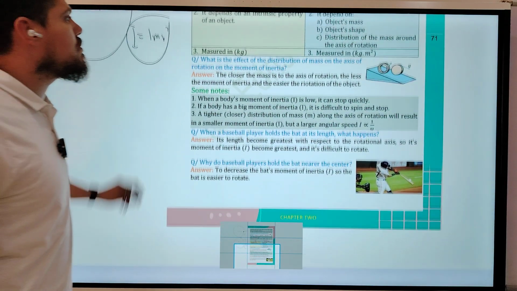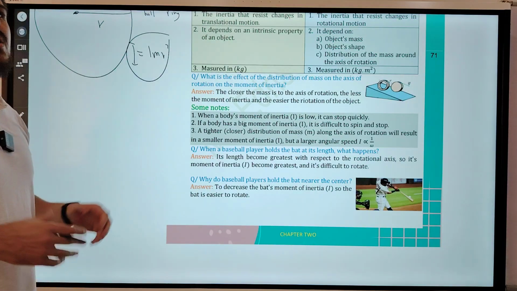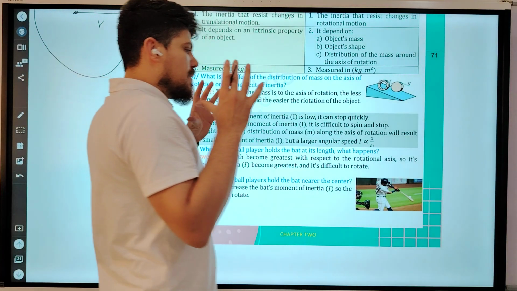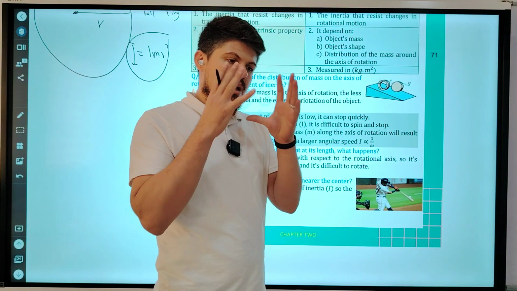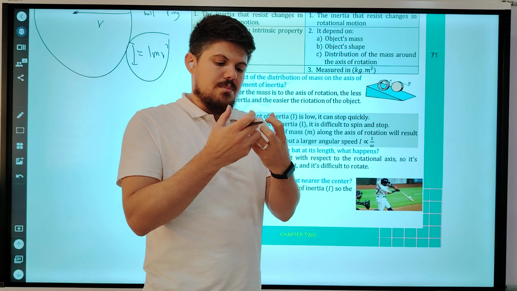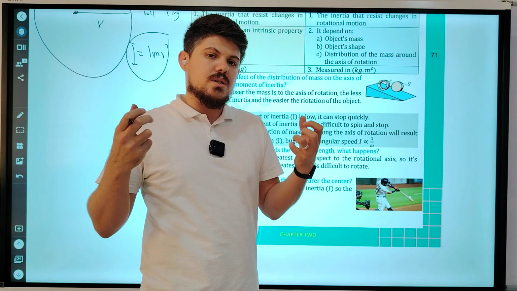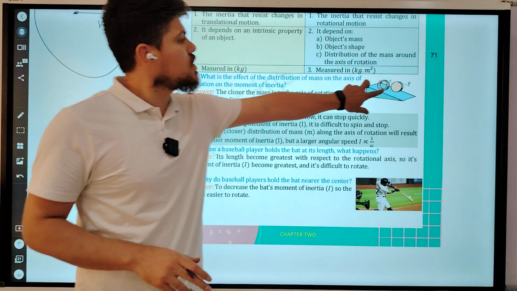What is the effect of the distribution of mass around the axis of rotation on the moment of inertia? It is very important. More mass close to the axis of rotation means less moment of inertia. When the mass is away from the axis of rotation, such as in a ring, there is more moment of inertia and less angular speed.